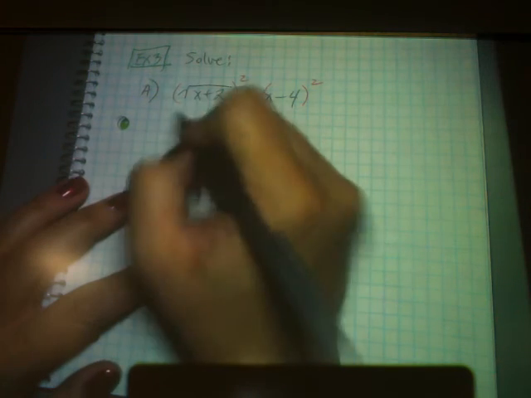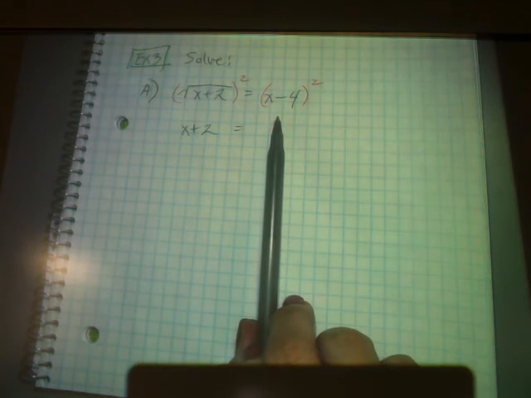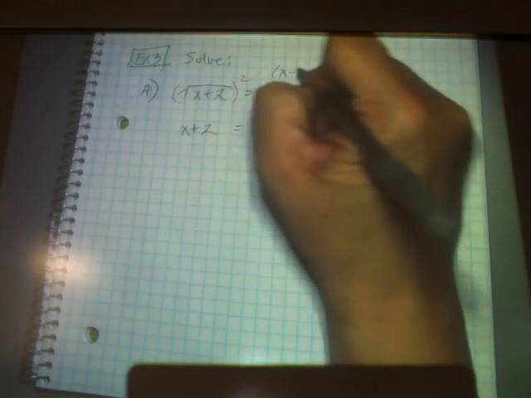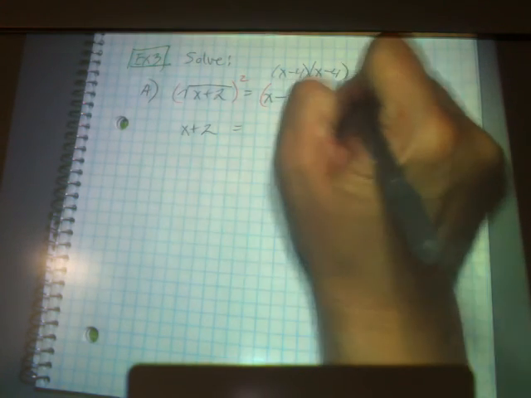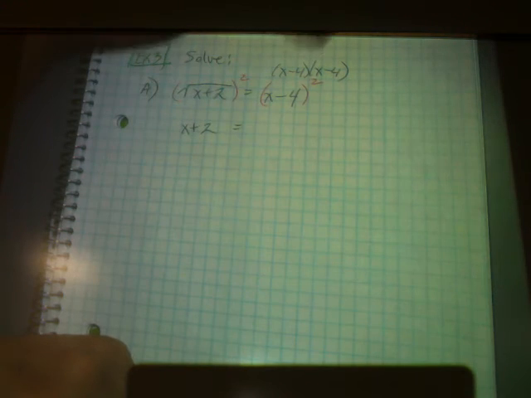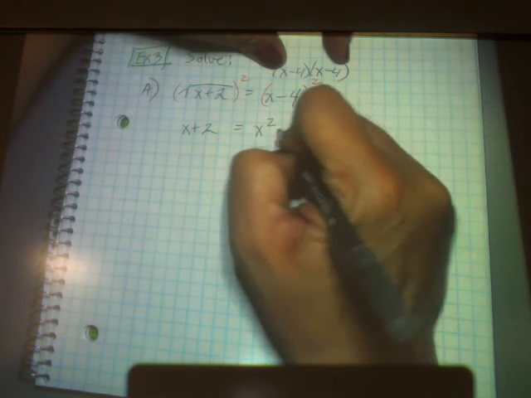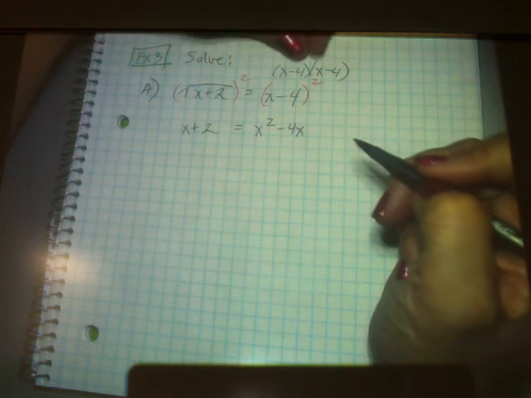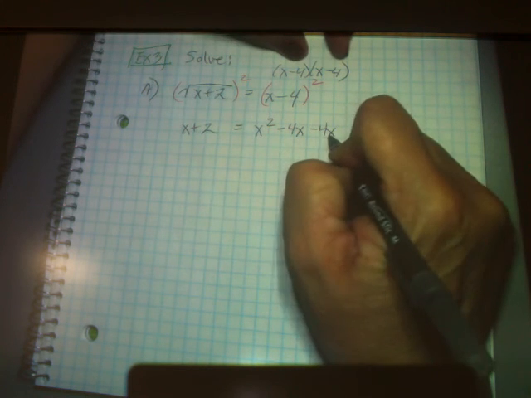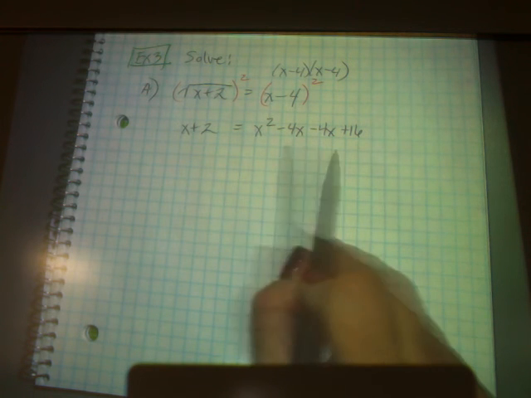And the left side is x plus 2. But the right side is not x squared minus 16. Remember that this is x minus 4 times x minus 4. And if you distribute or FOIL, I've got x times x is x squared. X times negative 4 is negative 4x. Then distribute your second one. Negative 4 times x is negative 4x. Negative 4 times negative 4 is positive 16. You end up with a middle term.